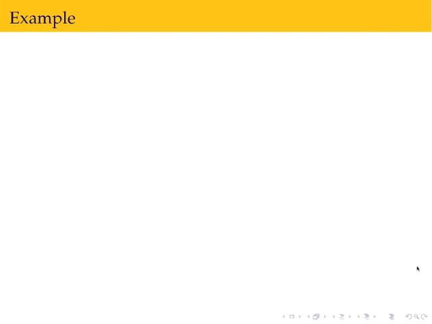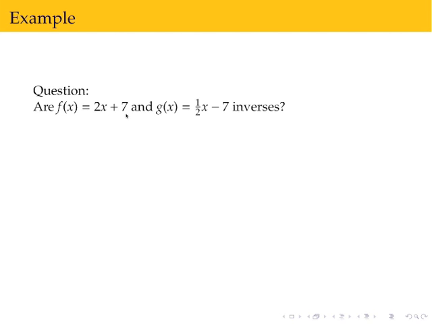Next, let's look at an example. I want to know if the functions f of x equals 2x plus 7 and g of x equals 1/2 x minus 7 are inverses. It certainly seems reasonable. In one case we're multiplying by 2, in the other case we're multiplying by 1/2. We're adding 7 here, subtracting 7 there. It seems reasonable that they might undo each other, but in order for it to be true, we need to be able to compose the two functions and get x back.